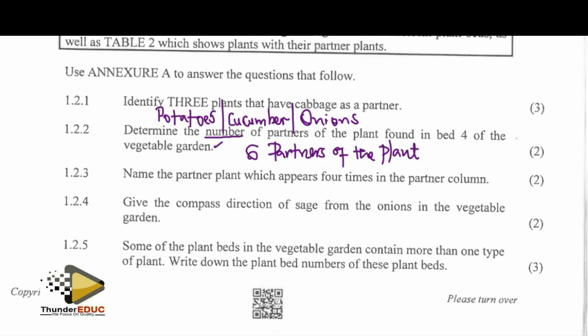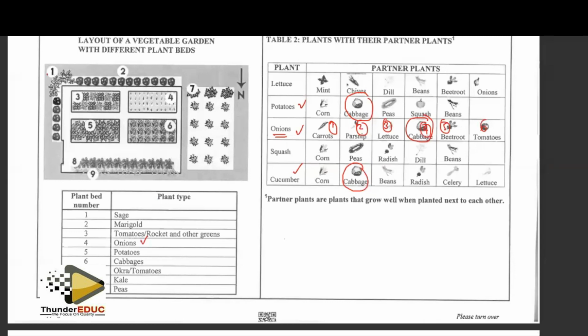Name the partner plant which appears 4 times in the partner columns. Name the plant that appears in partner columns. These are the columns, these ones, that appear 4 times. When we take note here, we look at number 1 here, we have meat. Is there any other meat somewhere else? There's nothing. We have heavies. We have any other heavies around here? Nothing. Dale, we don't have any. So let's look at, here we have beans. Come down here, we have beans. 4 times. We have beans. And we have beans. So beans appear 4 times.